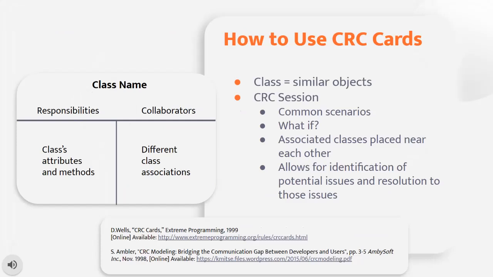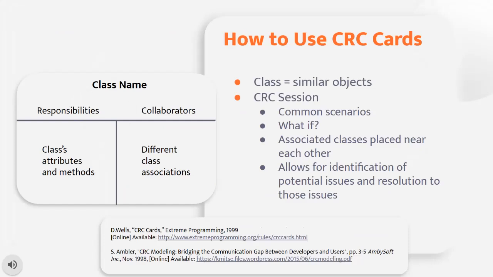CRC cards are typically written on 4x6 index cards and are set up into three sections, all of which represent objects: the class name, the responsibilities, and the collaborators. The class represents a collection of similar objects which include a person, place, thing, event, concept, screen, or a report, all of which are relevant to the program.